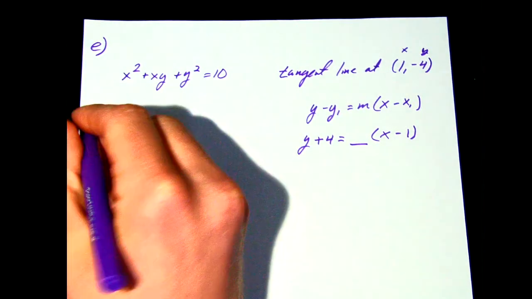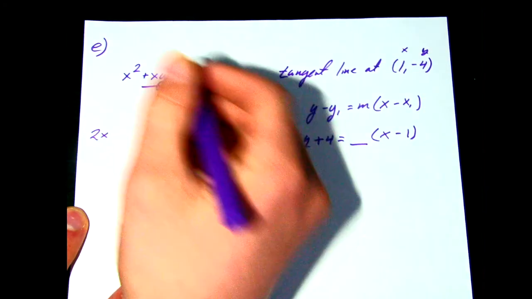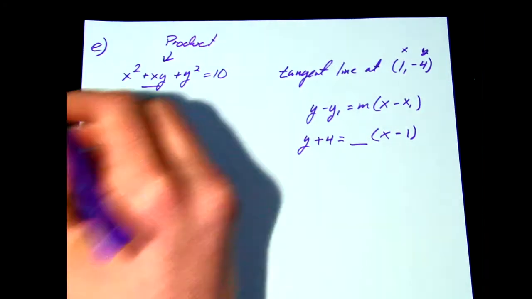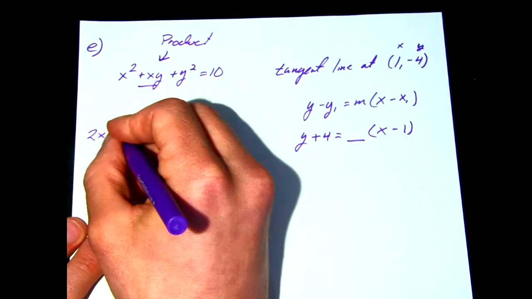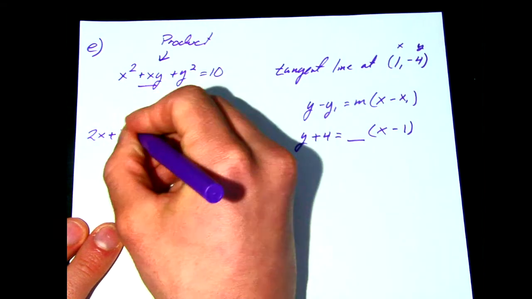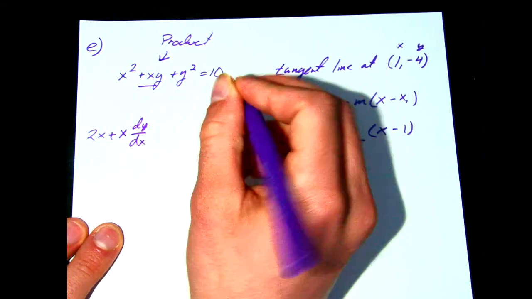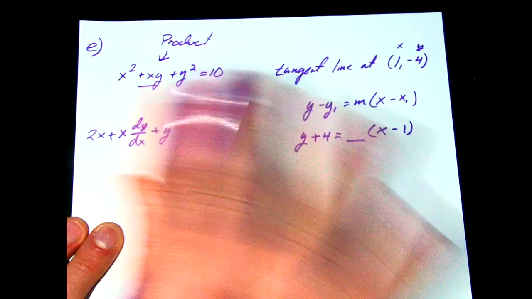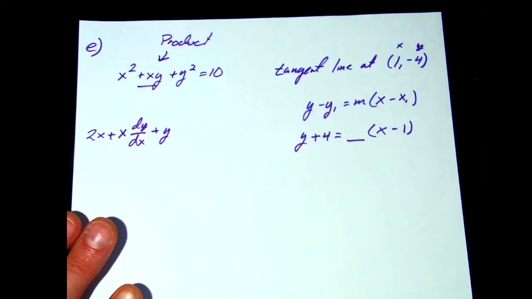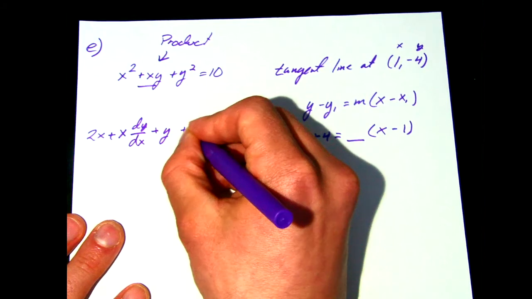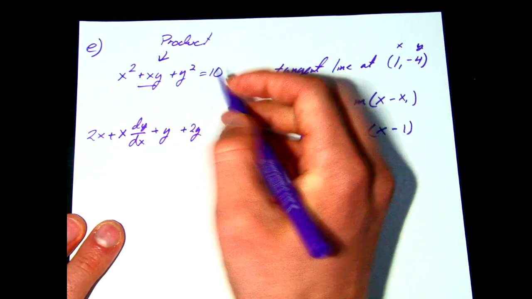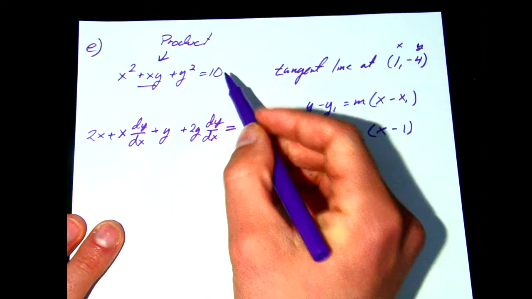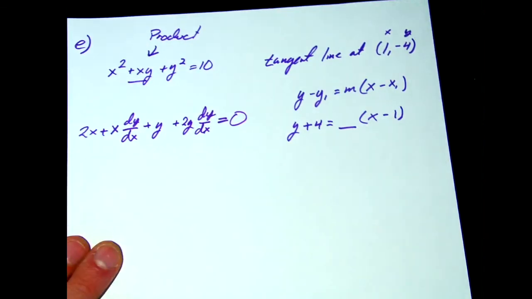The derivative of x squared is 2x. Here I have product rule because it's x times y. So first derivative second is going to be x times the derivative of y, which is dy dx. Plus the second thing, which is y, times the derivative of the first, which is just 1. Plus 2y, and again, the derivative of y is dy dx. You can almost think of this as a chain rule thing. The derivative of 10 is 0.